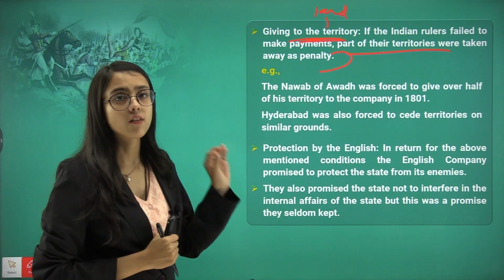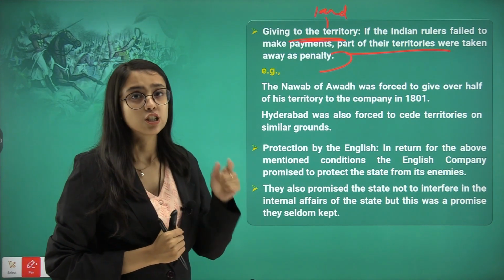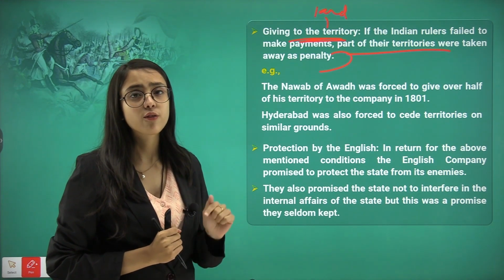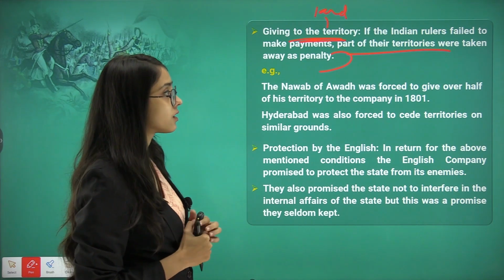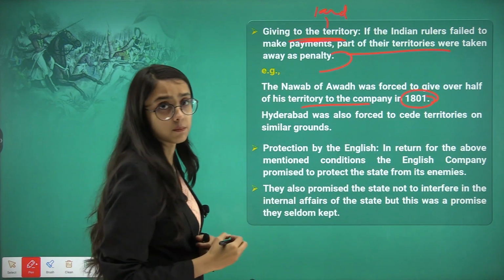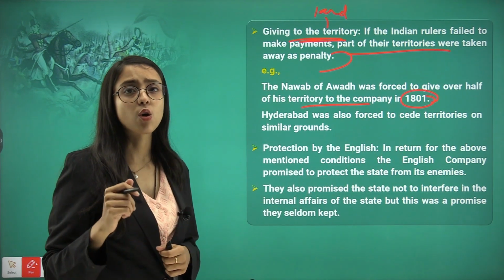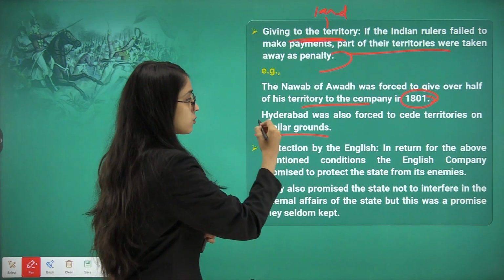For example, the Nawab of Awadh failed to make payments to the East India Company. So in return, he was forced to pay half of his territory to the company in 1801. Hyderabad was also forced to cede territories on similar grounds.